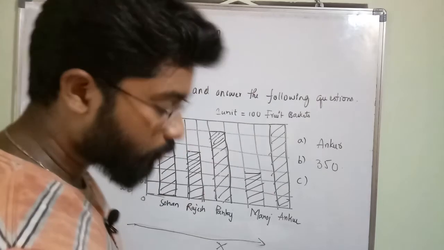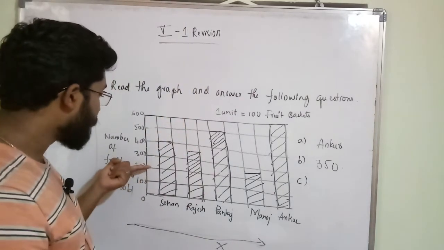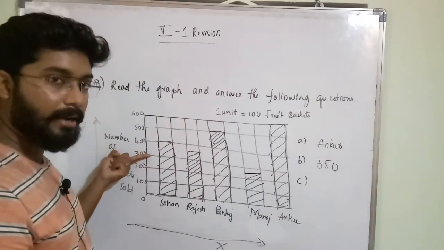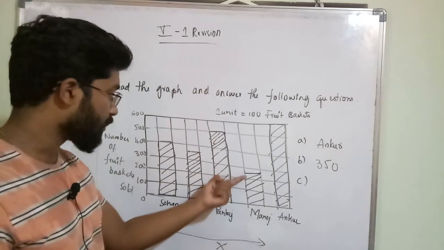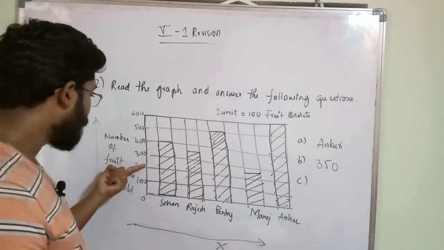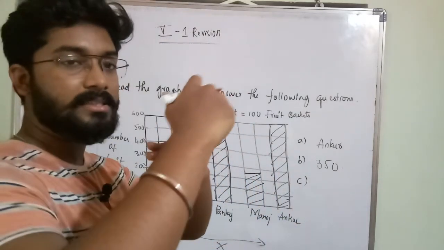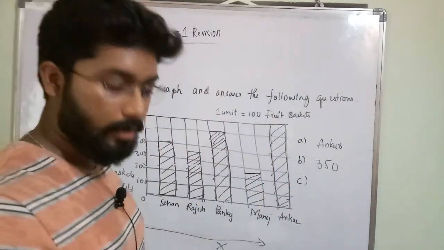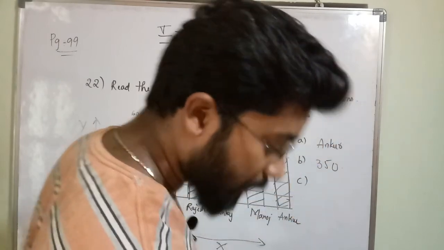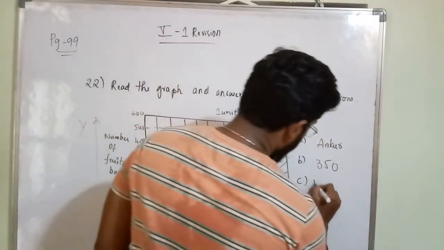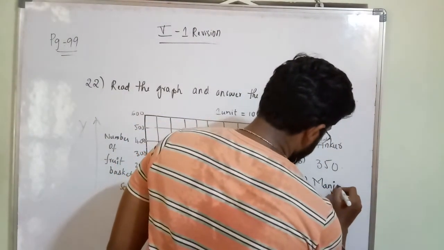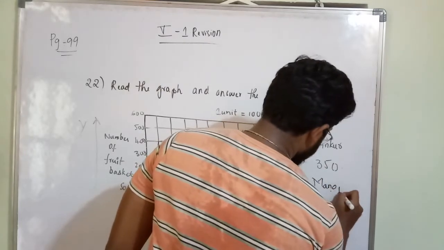Next, C. Who sold 250 baskets? 250 means between 200 and 300 your graph should be there. So let us see this one. This one is between 200 and 300. That is 250. In middle of 200 and 300 it is there. Means that is 250. Okay. So who sold 250 baskets? That is Manoj. Manoj sold 250 baskets.